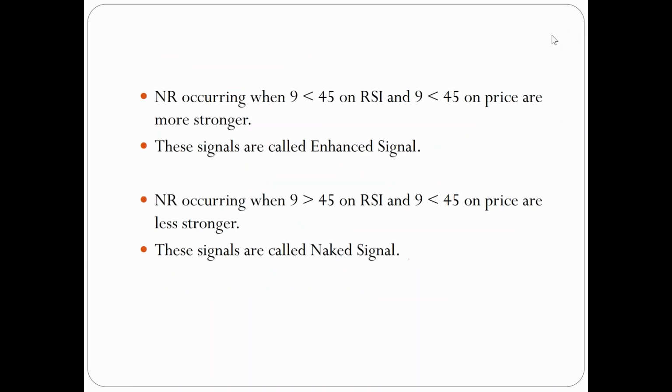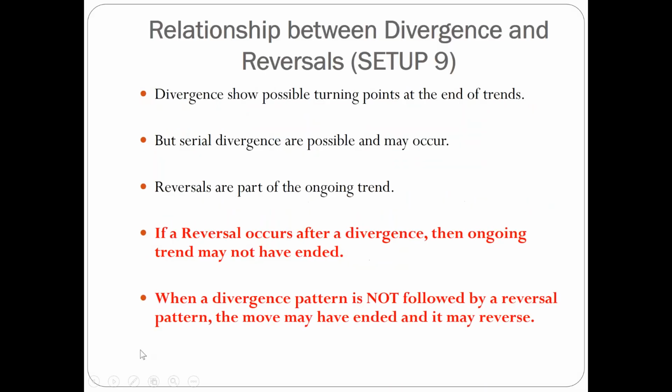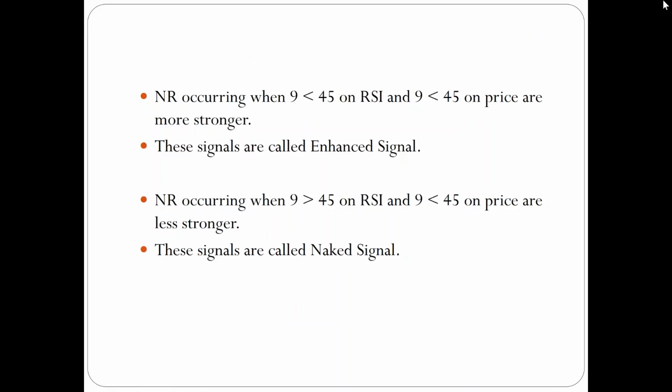Similarly, on the negative reversals, when both the moving averages are negative, we get a negative reversal. That is a more enhanced signal. Similarly, when both the moving averages are not in tandem, that is, either one is up and one is down, then these signals are called naked signals. All right.